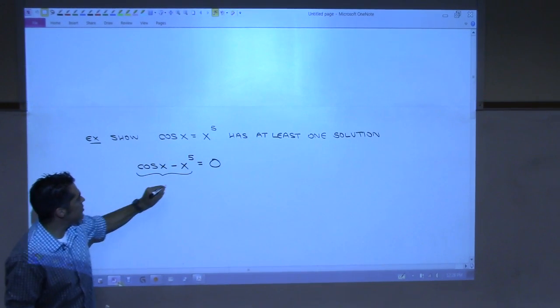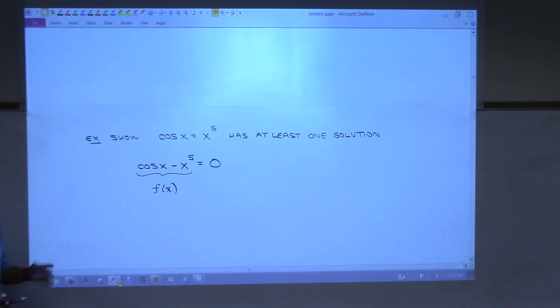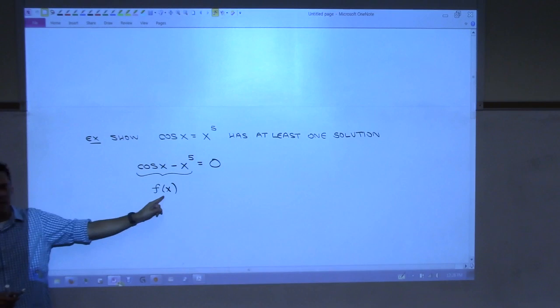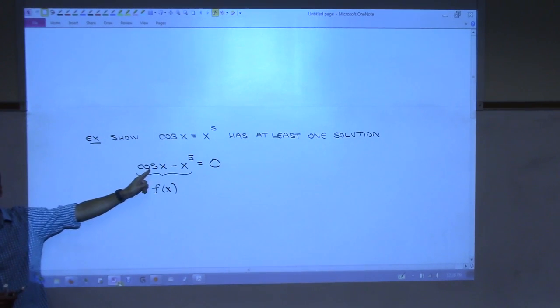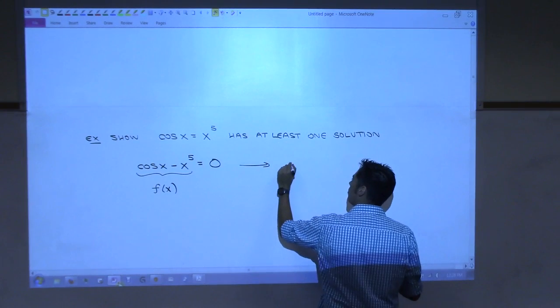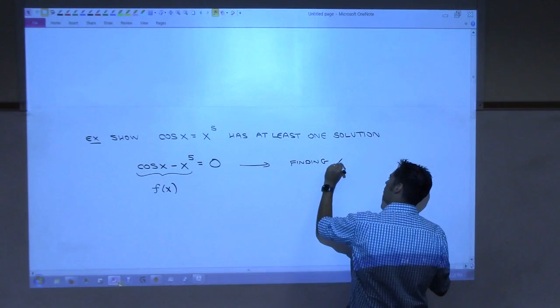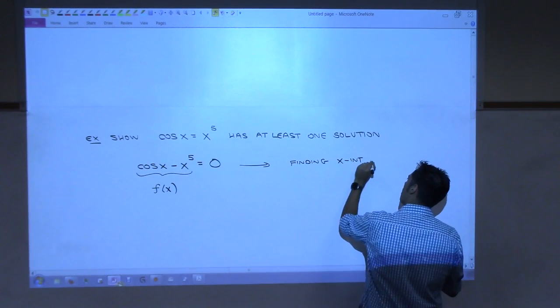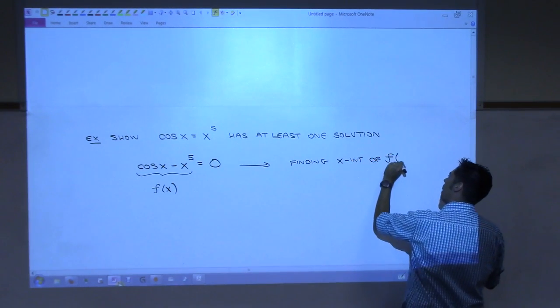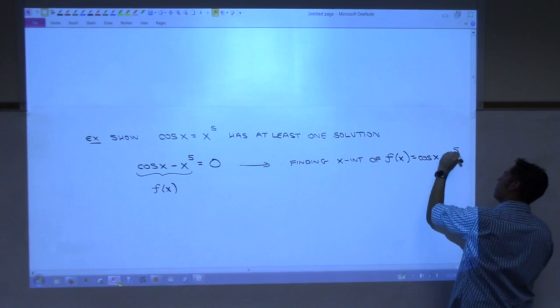Yes? So if I'm looking at this right here, if I move that to the other side, and I call this right here f of x, then essentially this equation means find the x-intercepts of that function. Right? Find the x-intercepts. So this translates into finding the x-intercepts of the function f of x equals cosine x minus x to the fifth.